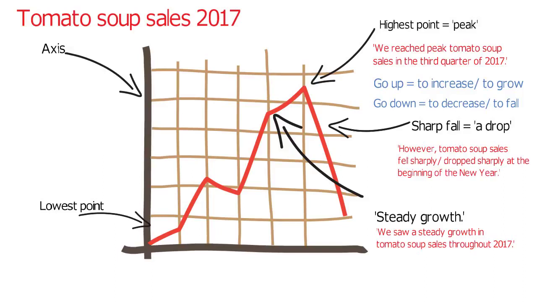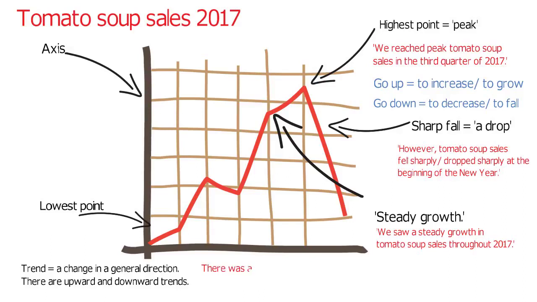Another word we use is trend. Trend means a change or development in a general direction. This graph indicates that there was an upward trend in tomato soup sales in 2017 until the new year, when there was a sharp downward trend. So next time you have to speak about data in English, try using some of these phrases.